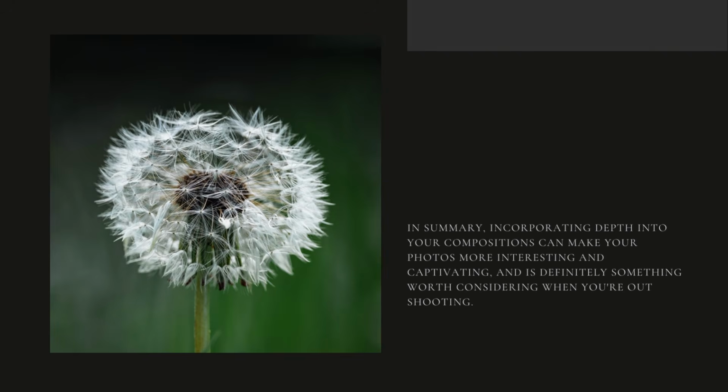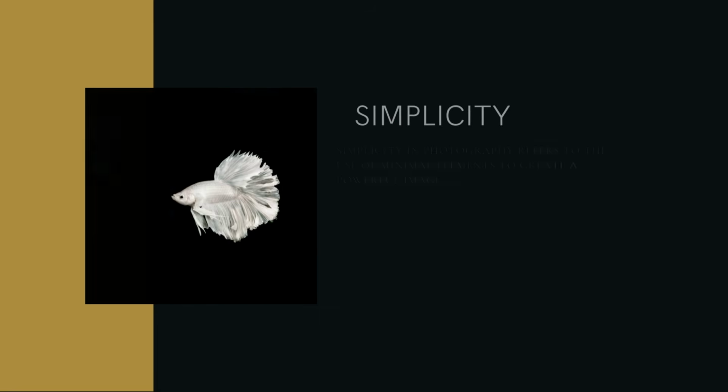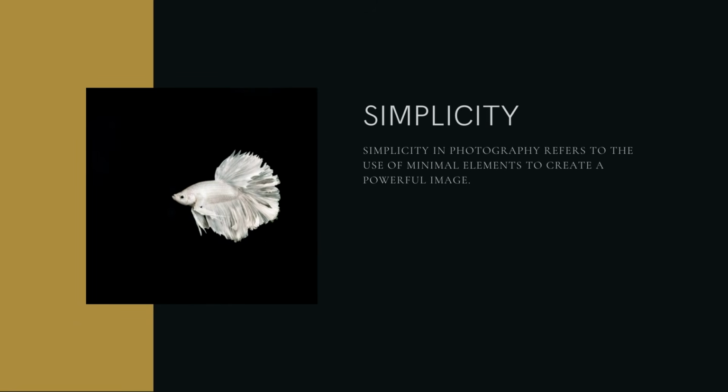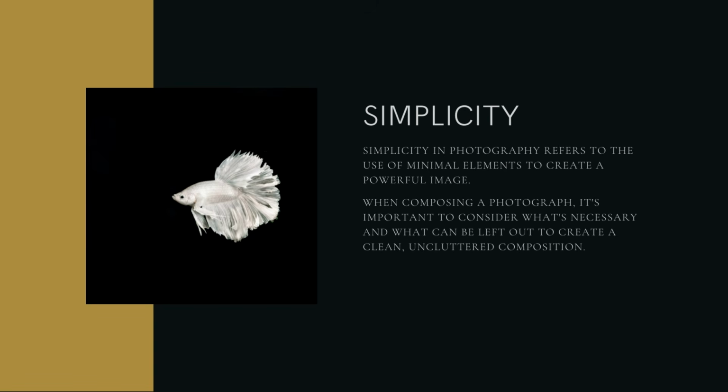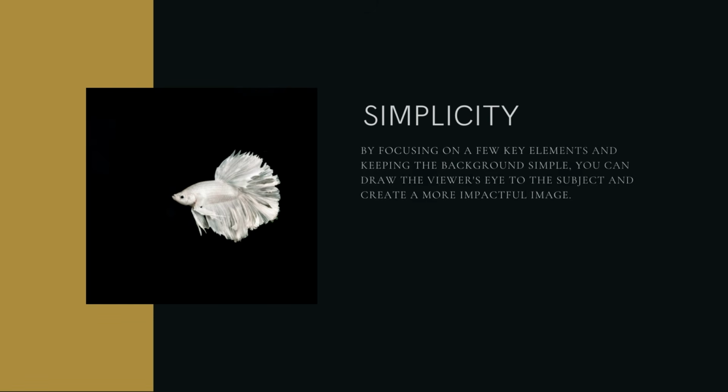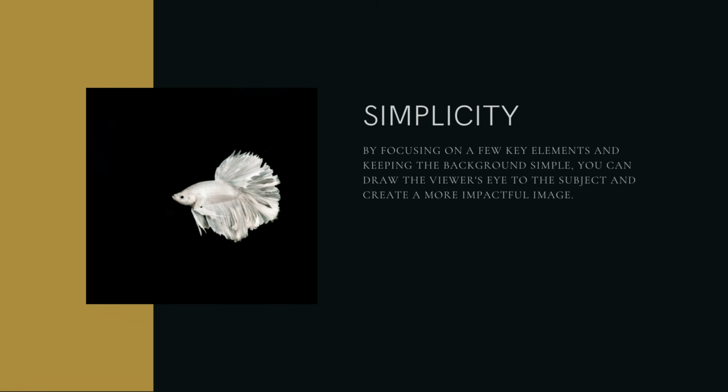In summary, incorporating depth into your compositions can make your photos more interesting and captivating, and is definitely something worth considering when you're out shooting. Simplicity. Simplicity in photography refers to the use of minimal elements to create a powerful image. When composing a photograph, it's important to consider what's necessary and what can be left out to create a clean, uncluttered composition. By focusing on a few key elements and keeping the background simple, you can draw the viewer's eye to the subject and create a more impactful image.